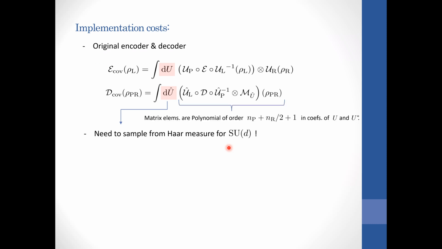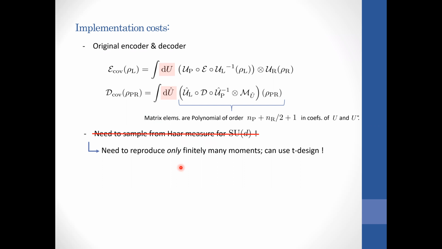But we're lucky because in reality, things are not so bad, because if you look carefully, these matrix elements are a polynomial of order number of physical qubits plus a half of the number of reference frame qubits plus 1 in the coefficients of U and U transpose, which means we don't actually have to sample from the Haar measure, but we only have to reproduce finitely many moments. And this is what's known as a t-design, in particular a unitary t-design, and people have proven that these are much easier to sample from.